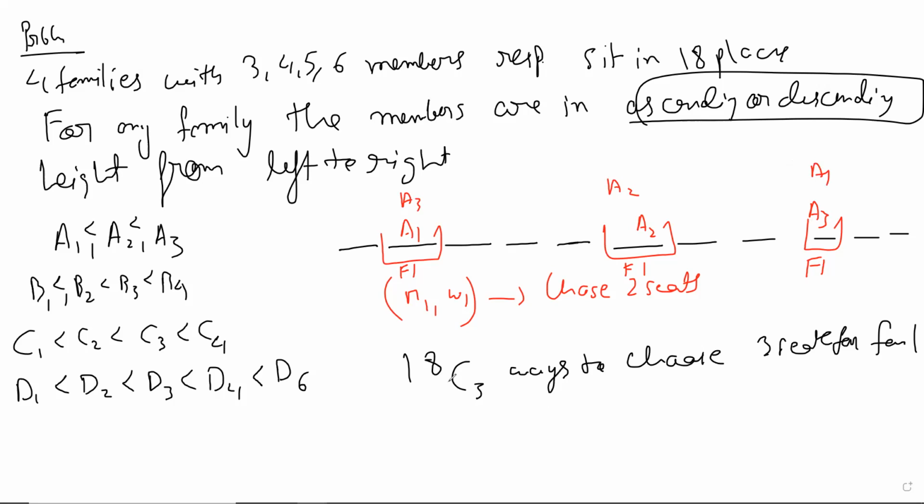Now it will be 18 choose 3 ways to choose, then multiply by 2 to permute. But this is not all 6 permutations, it's just 2. Then it will become 2 to the power 4 times the answer, 2 into 2 every time. These are subtle variations, and more variations will keep coming.